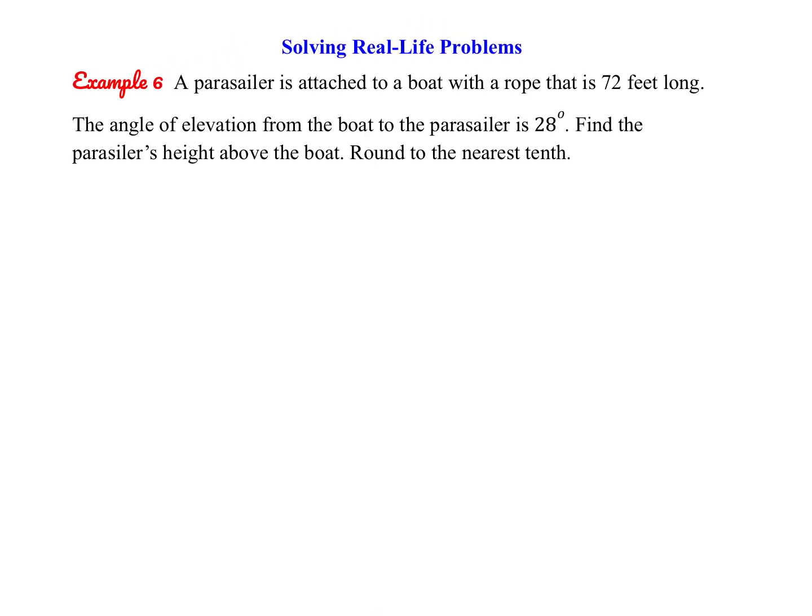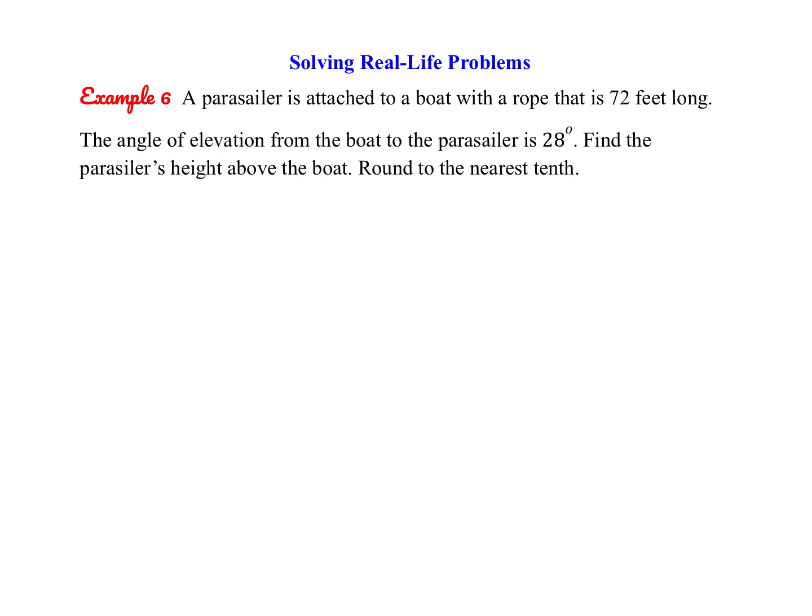All right, the last thing we're going to do are a couple word problems. So these are going to be angle of elevation word problems, which are really common for right triangle trigonometry. So this says a parasailer is attached to a boat with a rope that is 72 feet long. The angle of elevation from the boat to the parasailer is 28 degrees. Find the parasailer's height above the boat and round to the nearest tenth. So first, let's draw a picture. Here's a boat, and we know that it's attached to some parasailer, so up here, with a rope. And it says that that rope is 72 feet.